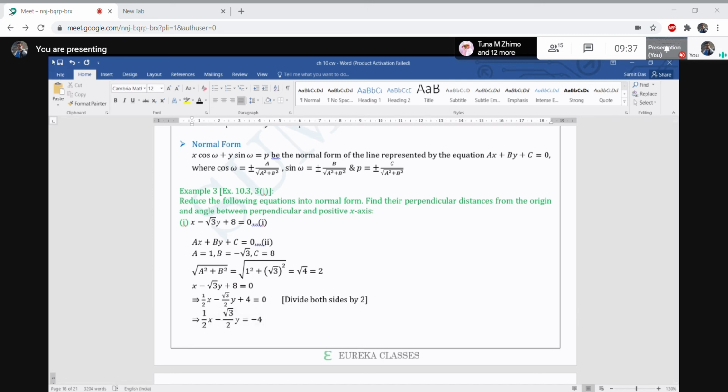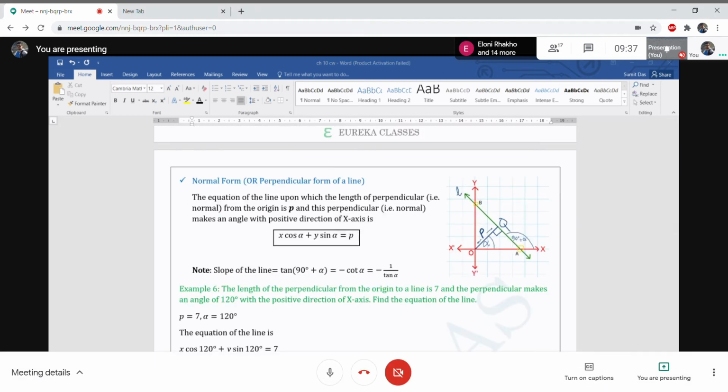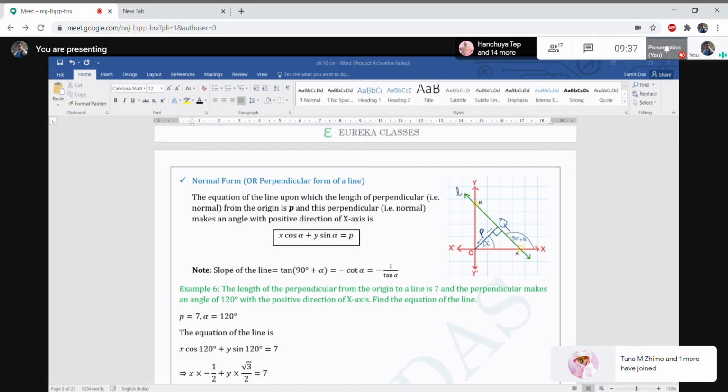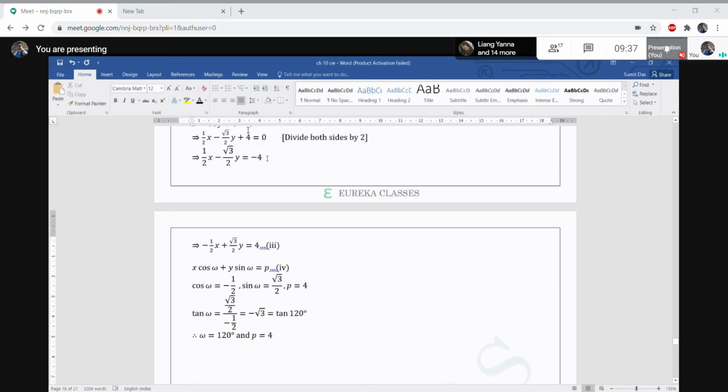We have to make sure p is positive. Why? Can anyone tell me why p is positive? Anyone? Why is p positive? Look, p is the distance from the origin to the line. So distance can never be negative. Okay, so p always remains positive. So I divided both sides by minus.